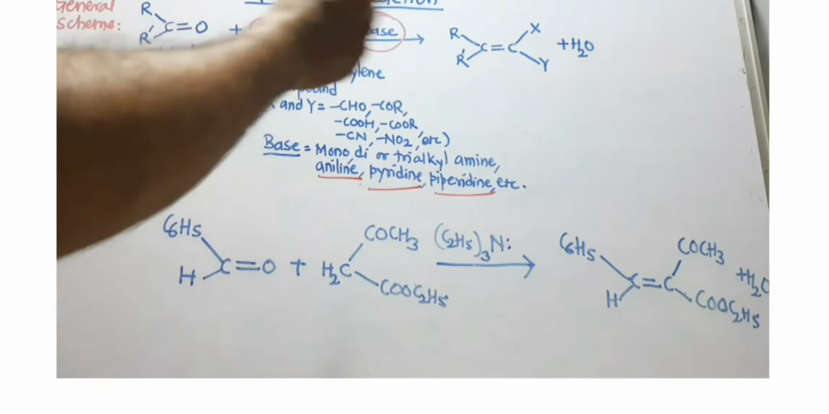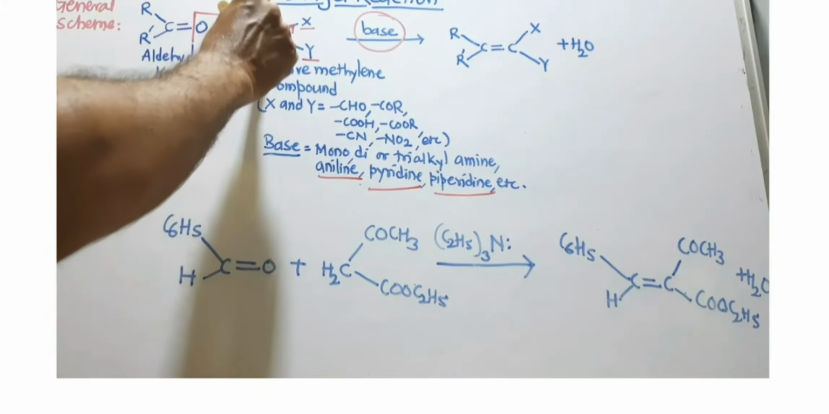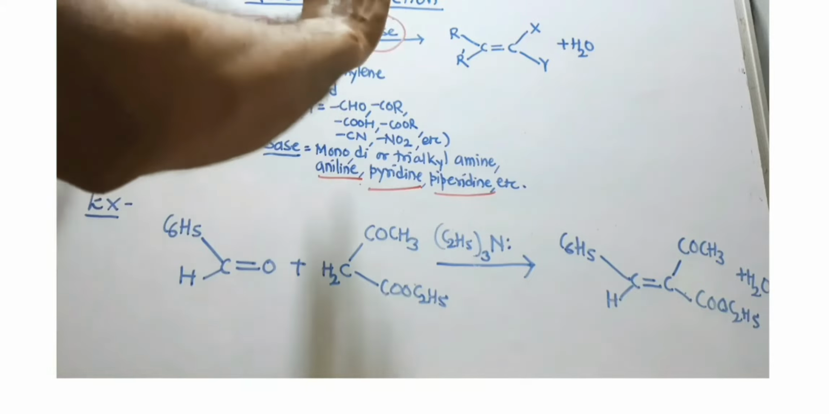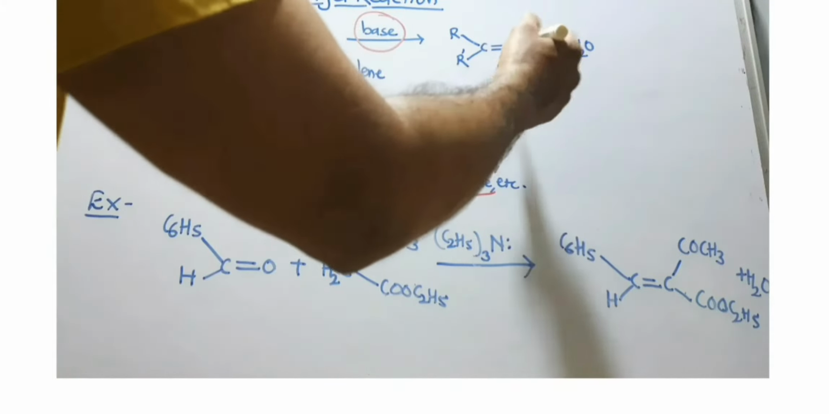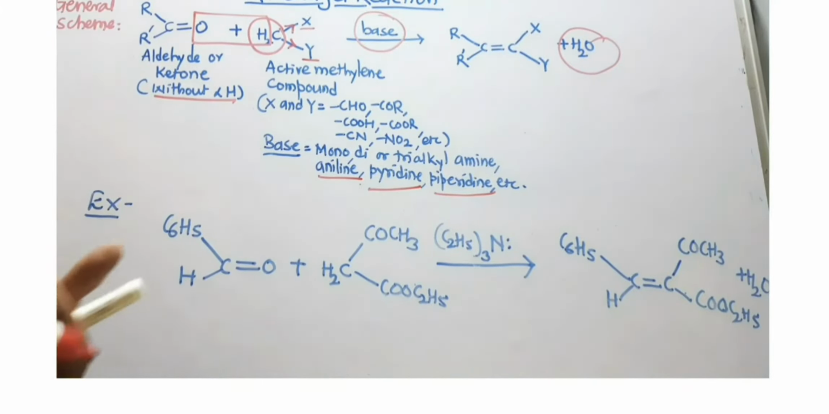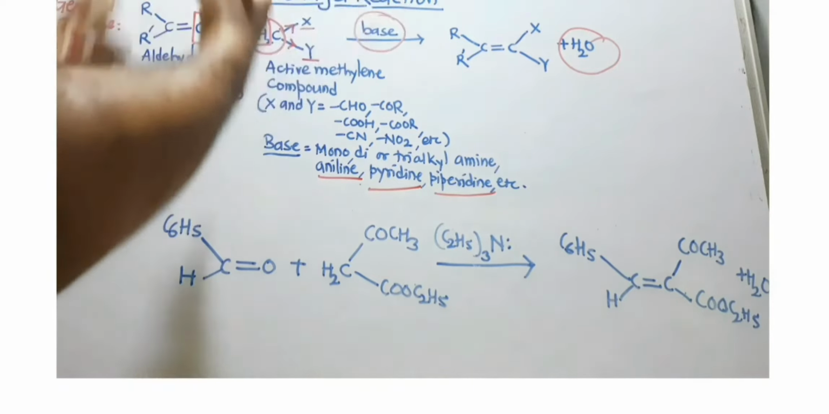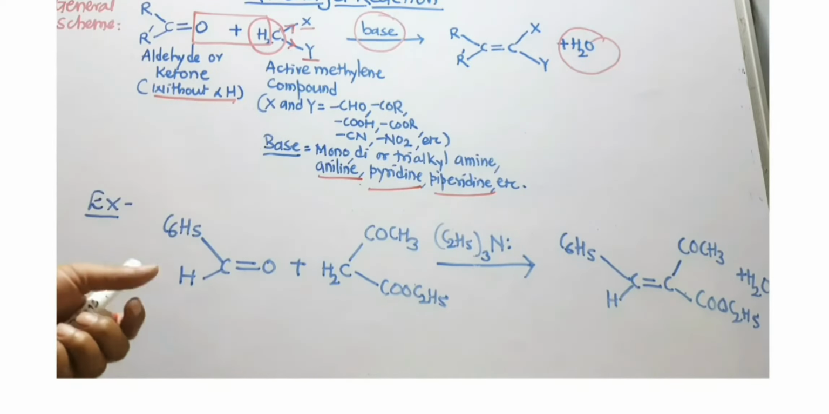So the reaction is taking place. This is a condensation reaction. You have to remove a water molecule and join these two fragments by using this double bond. So you get in fact an alpha beta unsaturated compound and water is liberated. So in this way, this general setup is required for Knoevenagel condensation.